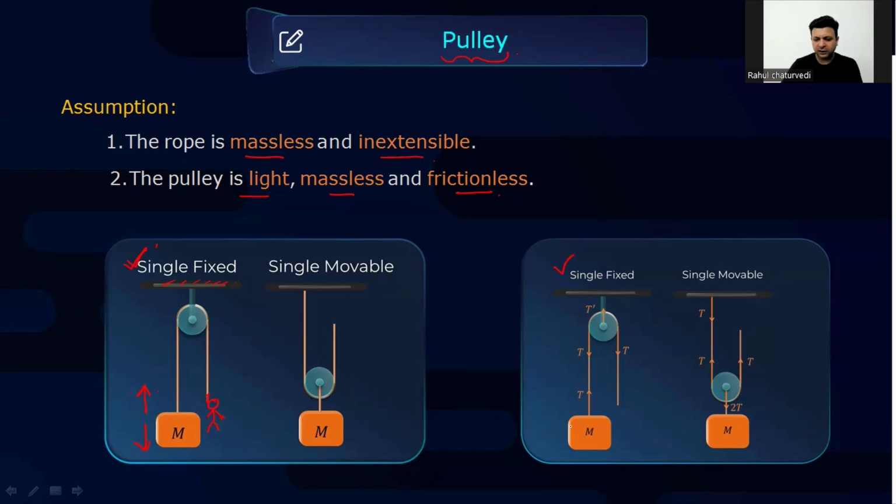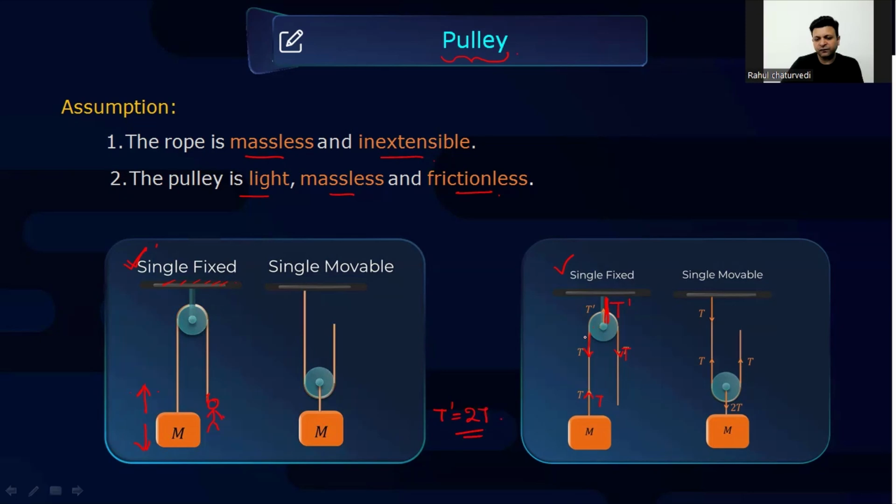Suppose I'm considering that the mass is going in the downward direction, or you can say in the upward direction, then the tension in the rope will be the same throughout the length of the rope. So here, at the end attached with the mass, the direction of the tension will be away from the mass. At the part which is connected with the pulley, the tension will act in the downward direction. At another part, tension will act again in the downward direction. So if you have to find out the net tension here, this net tension T dash will be equal to 2T.